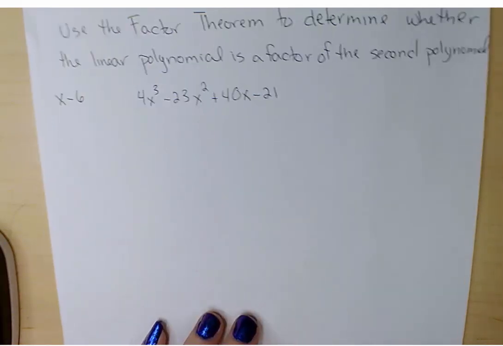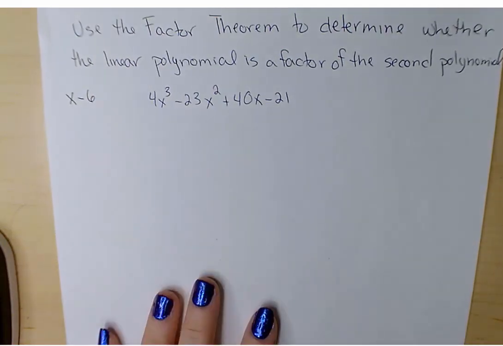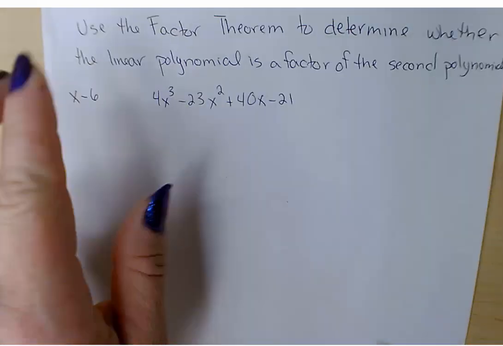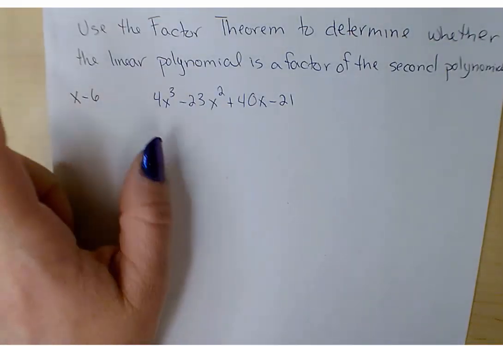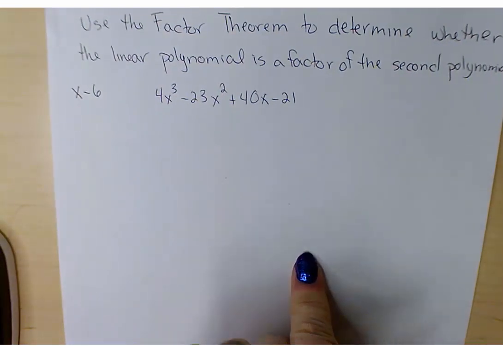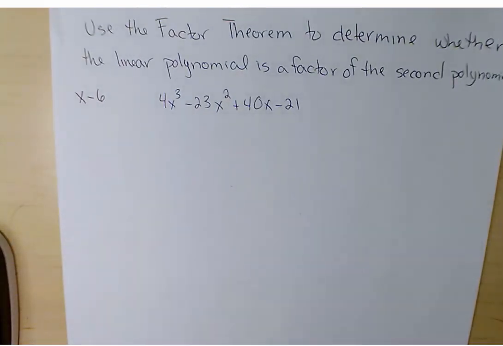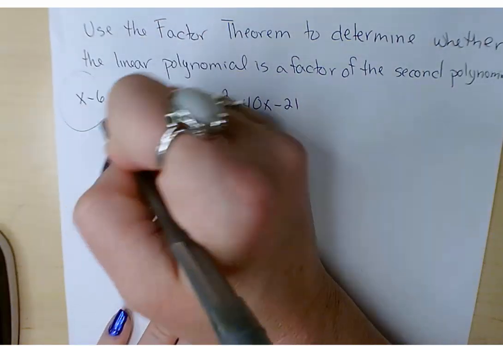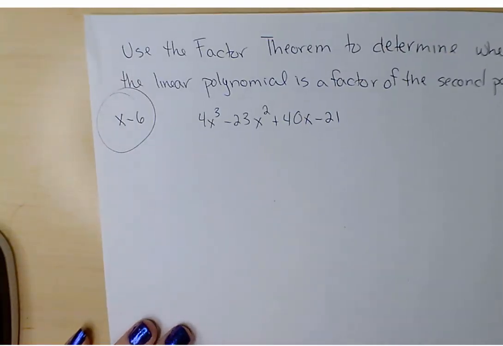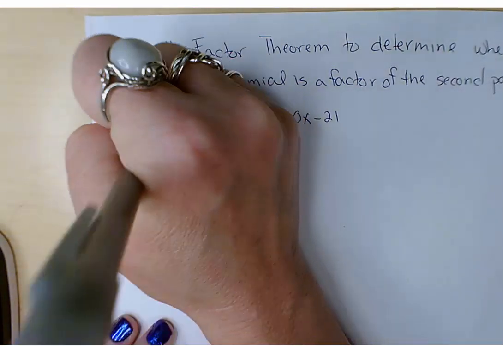All right, in order to do that, we are going to use synthetic division. The factor theorem says that if we use synthetic division with this polynomial and this given factor, and we get a 0 in the remainder column, then that is indeed a factor. But if we get anything other than 0, then no, it is not a factor. Now, when we're doing synthetic division, keeping in mind here x minus 6, remember that this is a factor.